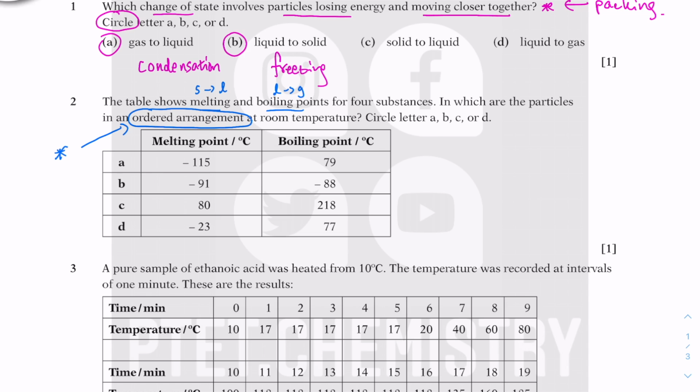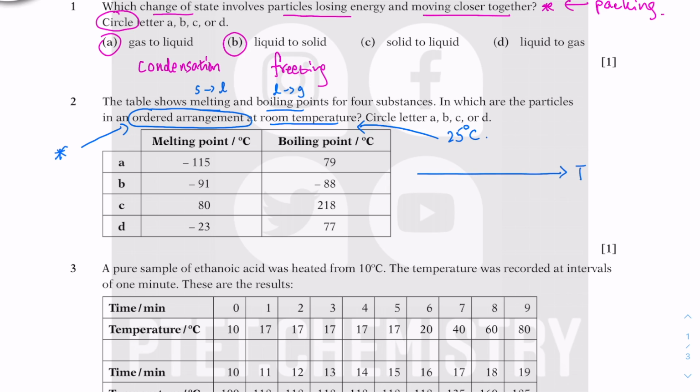The other thing you might not have known is this thing called room temperature. It's already written there, so I don't want to repeat it. Room temperature is 25 degrees Celsius. So we are looking at what happens at 25 degrees Celsius. Let me show you what happens for the first one.